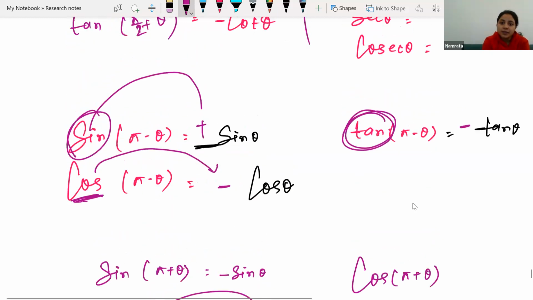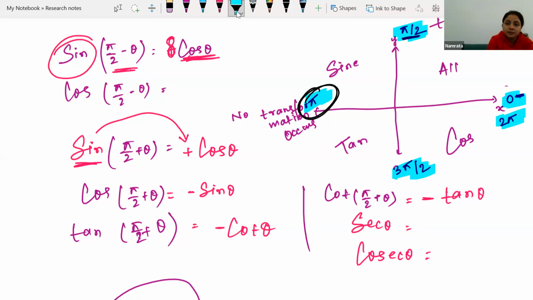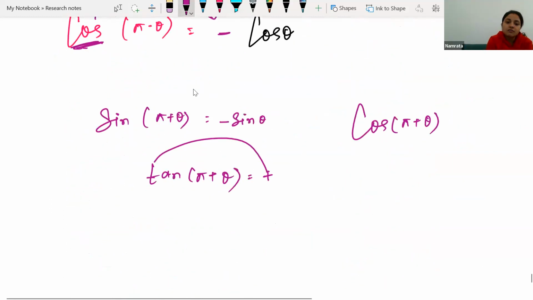Now, pi plus theta, you can see pi lies on the x-axis. I'm talking about this part. Whoever has joined late: 0, pi by 2, pi, 3 pi by 2, 2 pi. On the x-axis I have written no transformation occurs. On the y-axis I have written transformation occurs. So for pi plus or pi minus something, pi is sitting on the x-axis and there no transformation occurs. That means it will not change, tan will remain tan only.